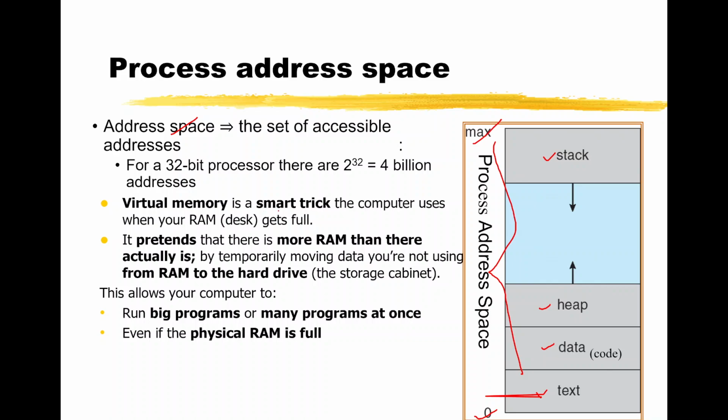Now, the virtual memory is a smart trick the computer uses when RAM gets full. Now, the RAM is the working memory. It pretends that there is more RAM than there actually is by temporarily moving data you are not using from RAM to hard disk. So what happens here is there's an address space in RAM which the computer should store.